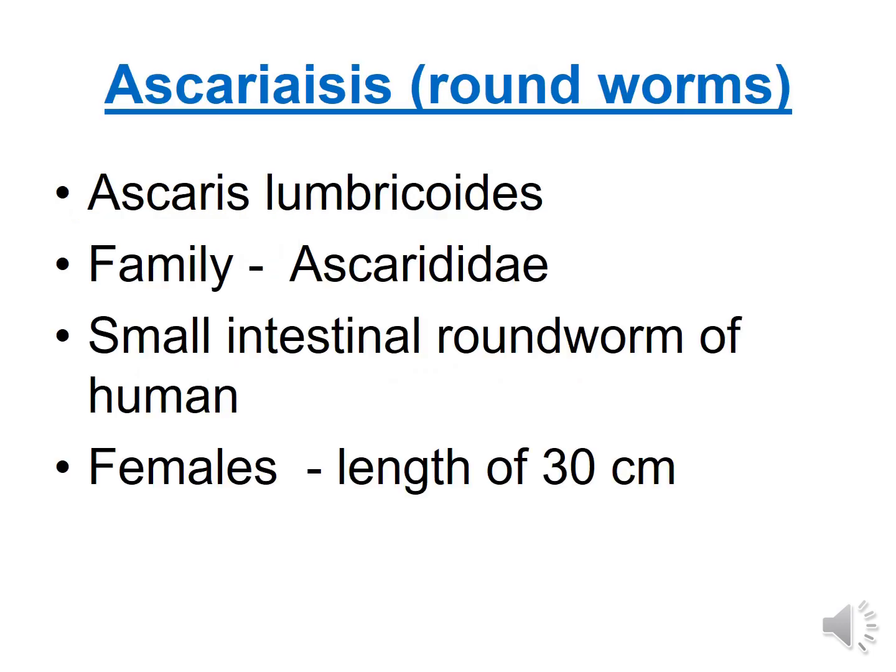Today we'll talk in detail about ascariasis, commonly known as roundworms. The name of this worm is Ascaris lumbricoides, belonging to family Ascarididae, and it stays in the small intestine of the human, so it is also known as the small intestinal roundworm of humans. The length ranges up to 30 centimeters, and females are longer than the males.